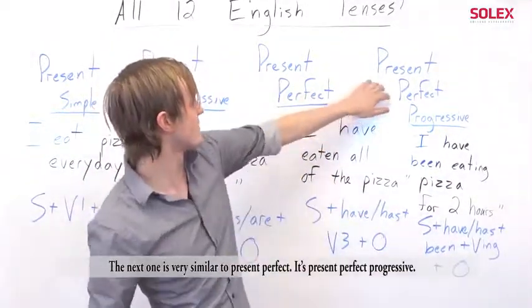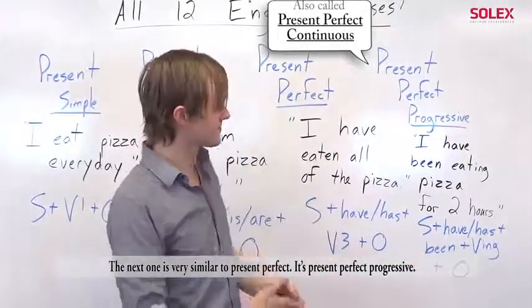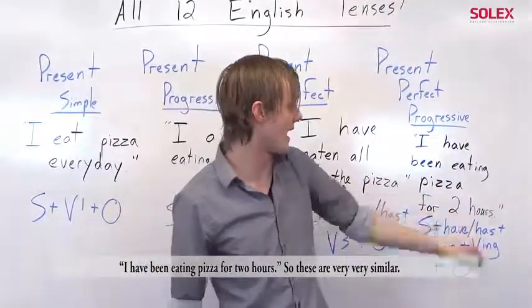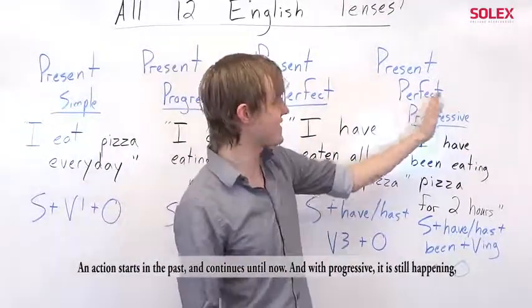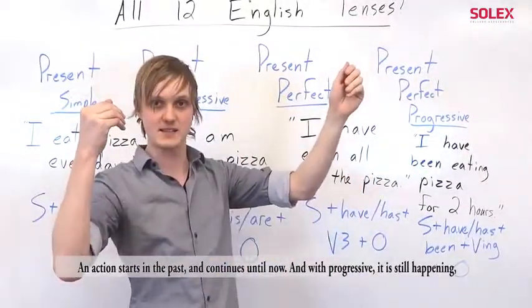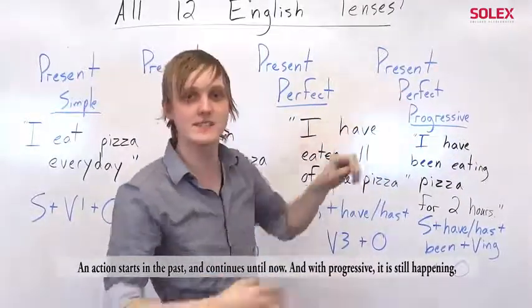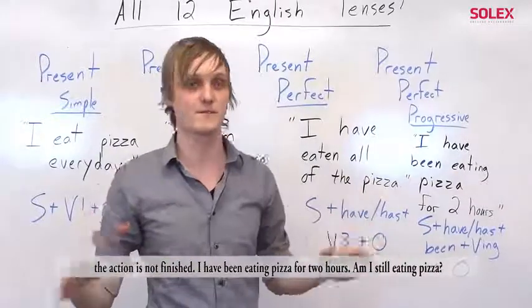Next one is very similar to present perfect. It's present perfect progressive. I have been eating pizza for 2 hours. So these are very, very similar. An action starts in the past and continues until now. And with progressive, it is still happening. The action is not finished.